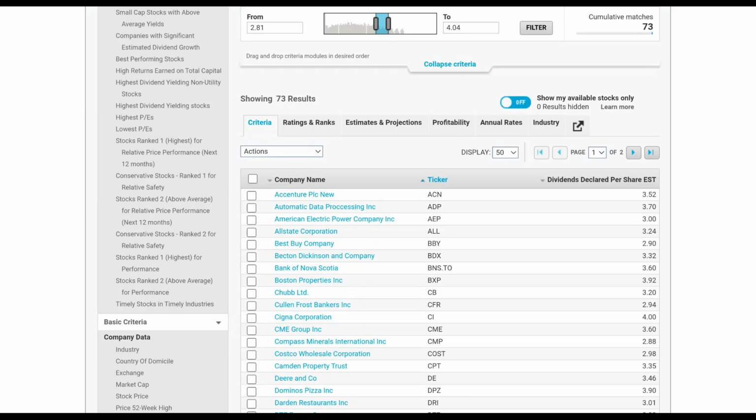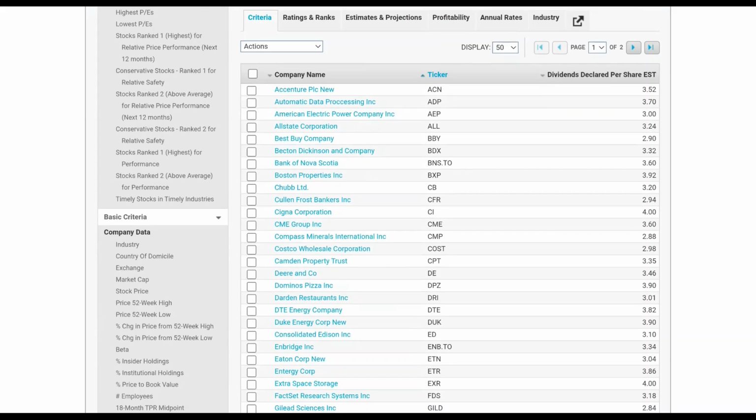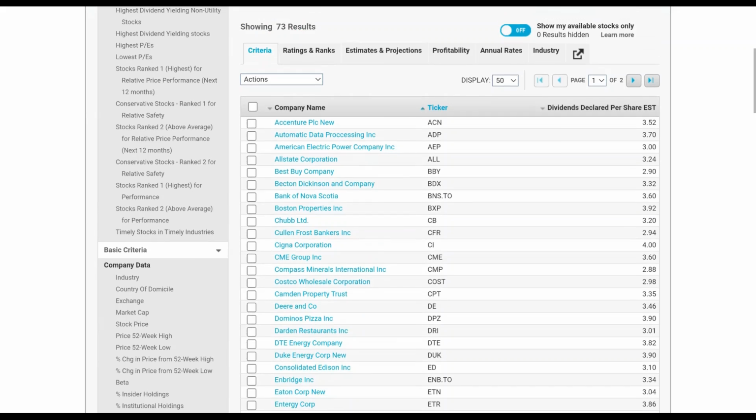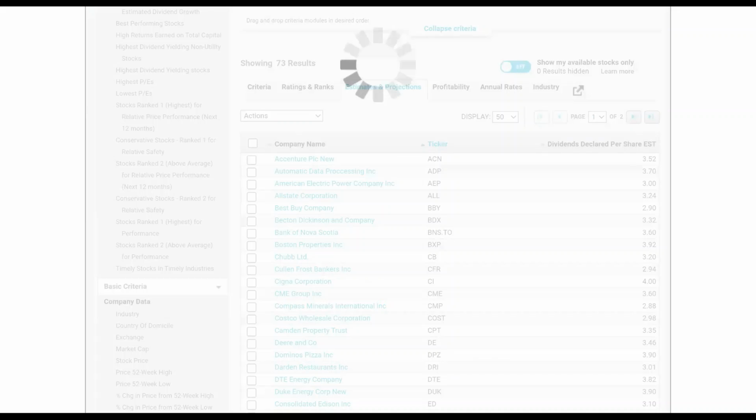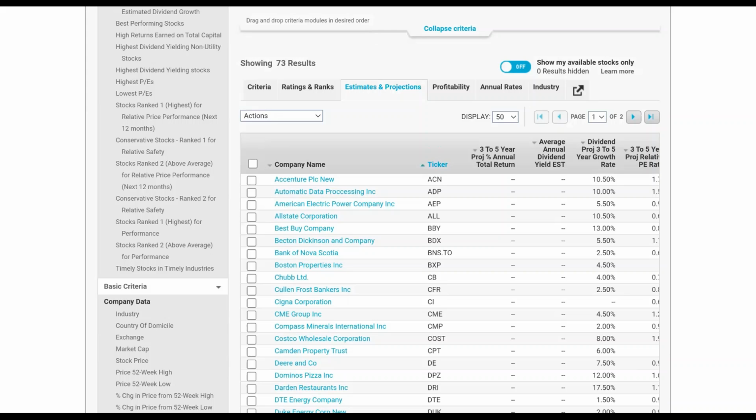So out of here, these are the dividends selected, and they're showing Accenture, which is actually a stock I own. That's been a good little money maker. They've rebranded themselves as a logistics company, but these are the ones that have those estimated dividends. And then you could also, out of these 73 stocks, let's take a look at this one category here, estimates and projections.